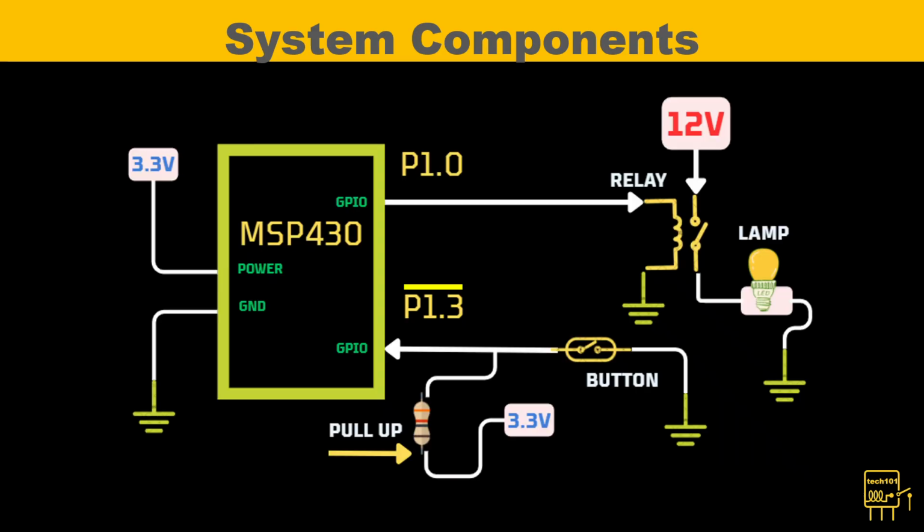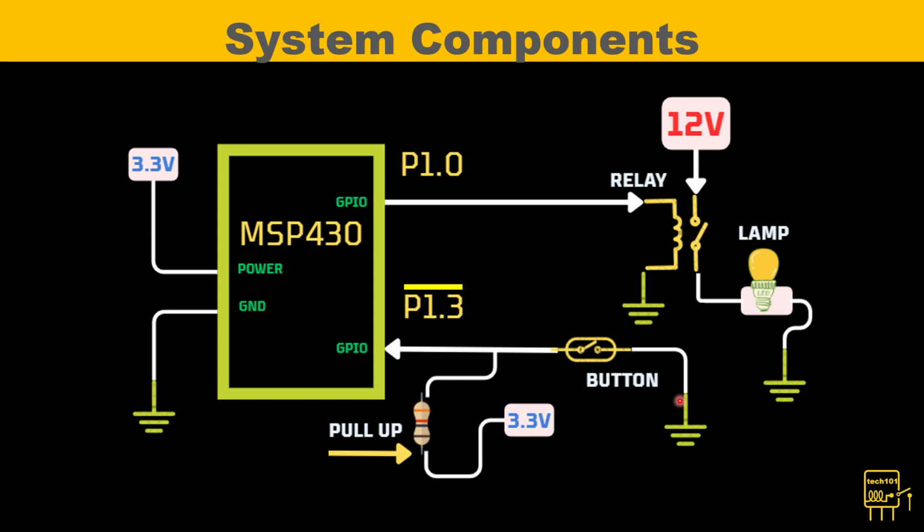This is the block diagram of the hardware setup. P1.0 GPIO has been used as an output pin to control a relay which is powered by a 12 volts, 1 ampere supply. The relay controls the power to the target lamp. P1.3 GPIO is used as an input, which is connected to a push button switch. When the button is pressed, P1.3 shorts to ground for the duration of the press. This is called user action or user input.